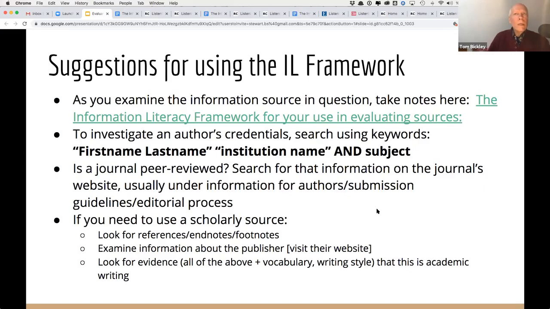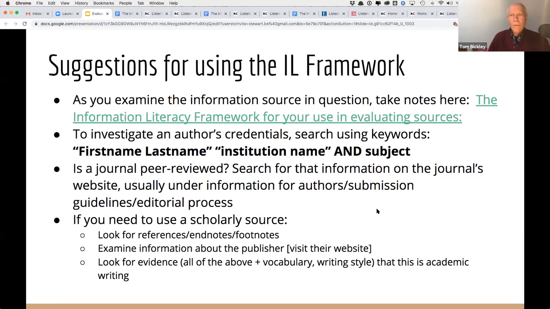And if you need to use a scholarly source, make sure you're looking for references and endnotes and footnotes. Does it tell you where the information came from? Examine information about the publisher. An academic journal is often published by a university. That's a good sign. Same with books. And then including all the above, vocabulary and writing style is a clue also.